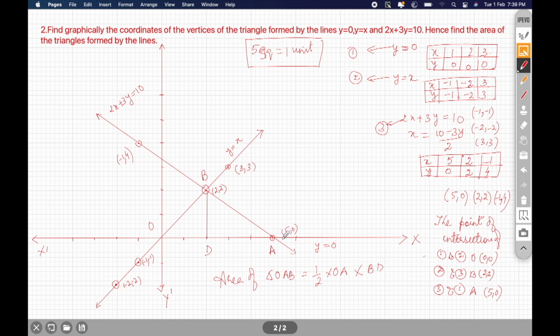So now let us count how many units for OA here. 1, 2, 3, 4, 5. 5 units for OA, and for BD I can see it is 2 units. So this is equal to 5 square units is the area of the triangle.